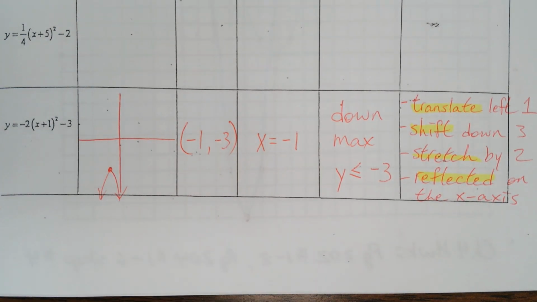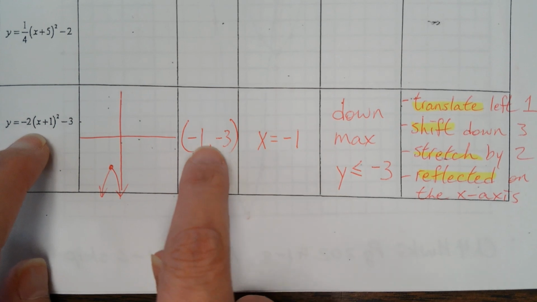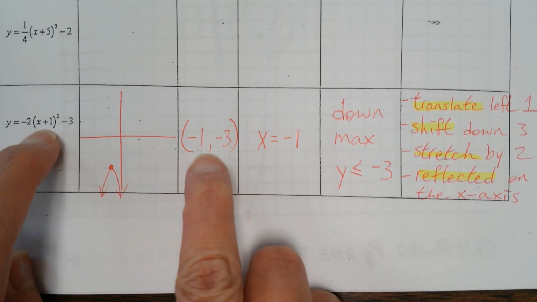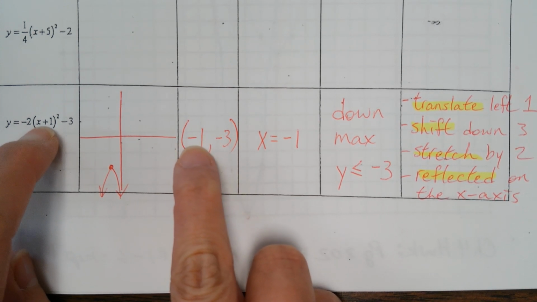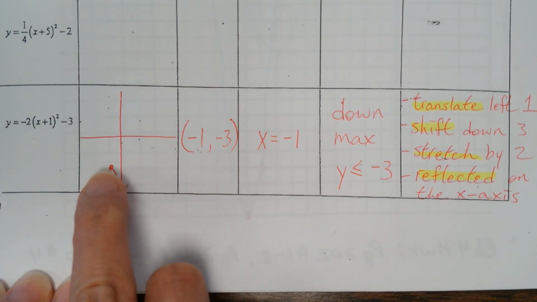What form is this in? Vertex form. So you can easily tell what your vertex is. So your vertex is -1, -3. If this is x plus 1, remember the x value is the opposite sign. So it's -1 and -3. Okay, so that's my vertex.